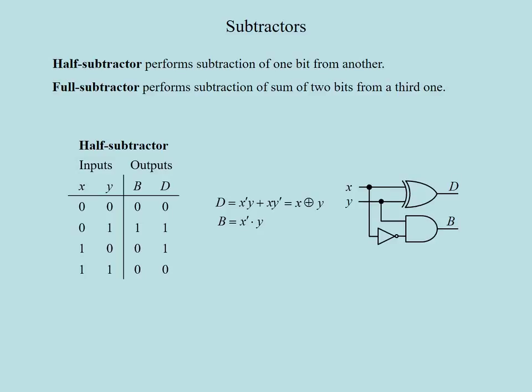Note that the sum output of a half adder and the difference output of a half subtractor are implemented in the same way, that is by XORing the input bits. What differs a half subtractor from a half adder is only the NOT gate used in generating the borrow bit.